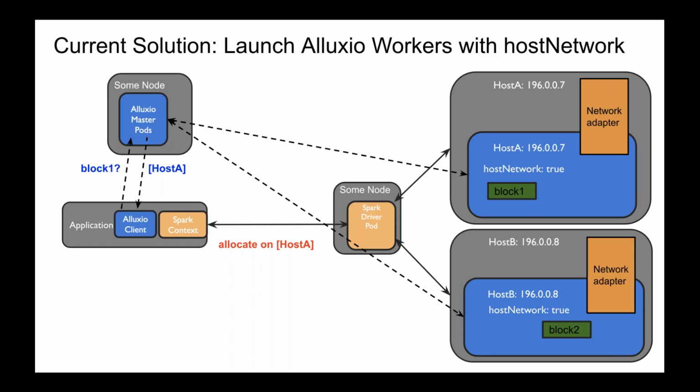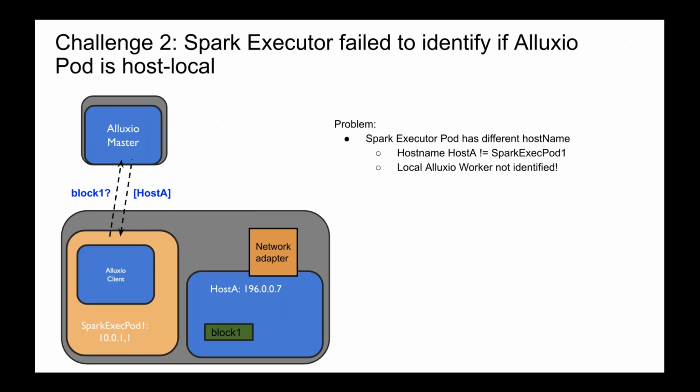Now Alluxio masters are able to provide the correct advice per se, and Spark context will then try to allocate the Spark executor on this host A, which will be successfully found and identified as a node that is able to schedule a Spark executor. So problem solved, we reach the same locality as before. The Spark executor will be scheduled next to this host A Alluxio worker pod, and they can then start their journey of data locality.